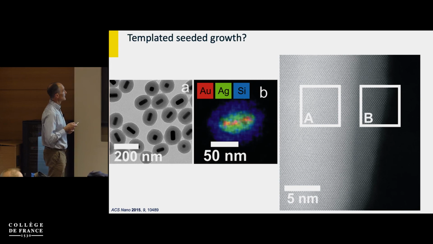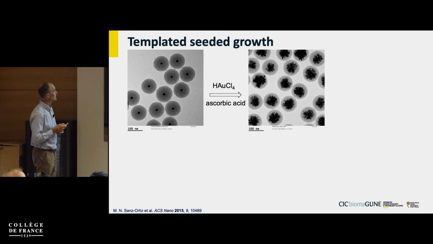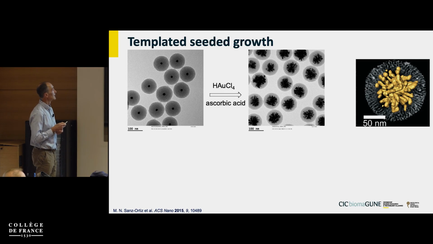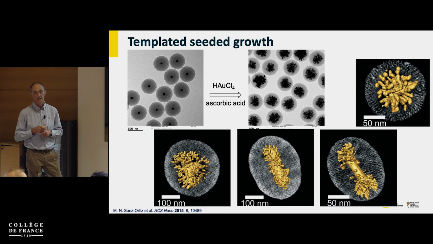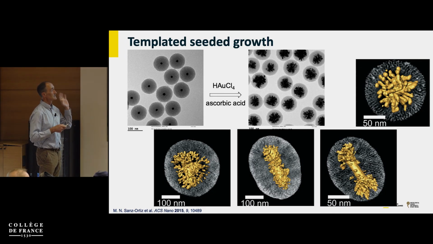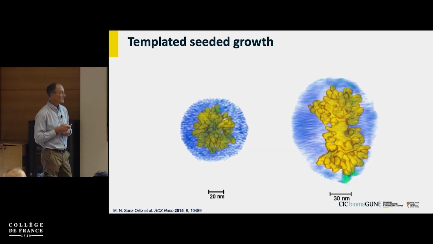And so we came back and tried the process by reducing gold, and then the tips came up very nicely, and also on different cores with different shapes. So this is a very general process. If the pores are well defined and you do the seeded growth with the appropriate conditions, you can obtain the growth of these tips, and they also look nice in 3D.